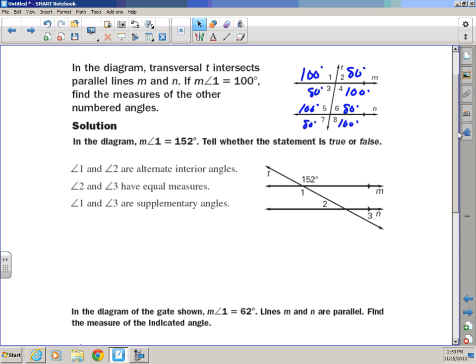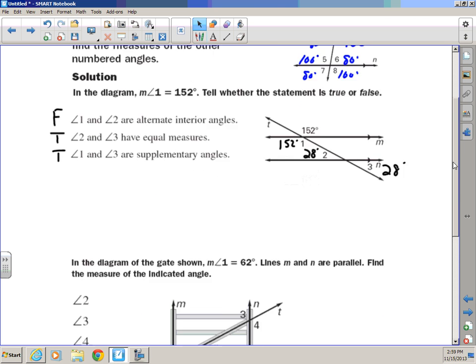All right. Now let's go down here. The angle up here is 152 degrees. Angle 1 is also 152 because they are vertical. 1 and 2 are same side interior. That means they add up to 180. 2 and 3 are vertical. That means they are congruent. 1 and 2 are alternate interior? That's false. 2 and 3 have equal measures. That's true. 1 and 3 are supplementary. That is also true. Okay?